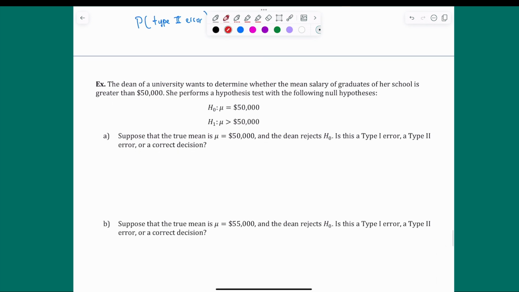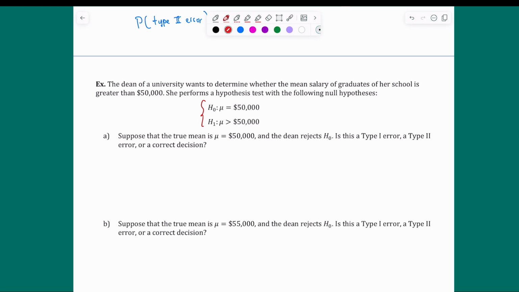The dean of a university wants to determine whether the mean salary of graduates of her school is greater than $50,000. She performs a hypothesis test with the following null hypothesis. The mean is equal to $50,000, so that's the null hypothesis. The alternate hypothesis is that the mean salary of graduates is greater than $50,000. So that's the pair. Okay.